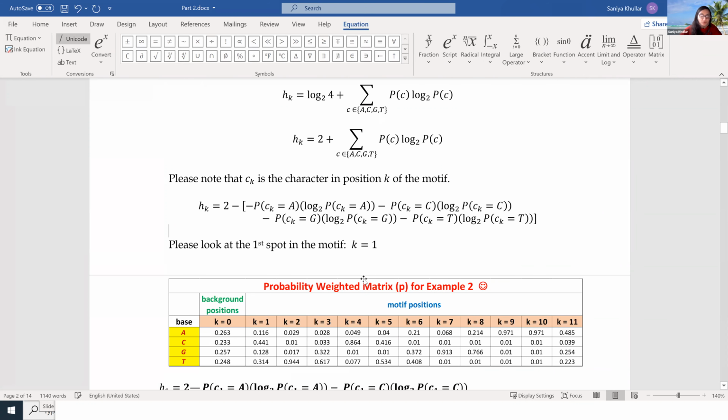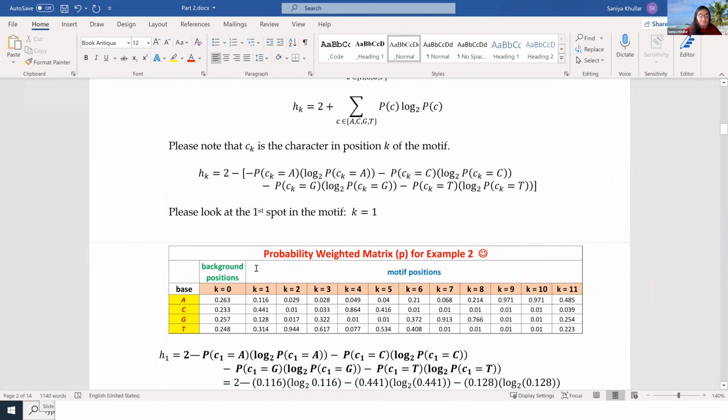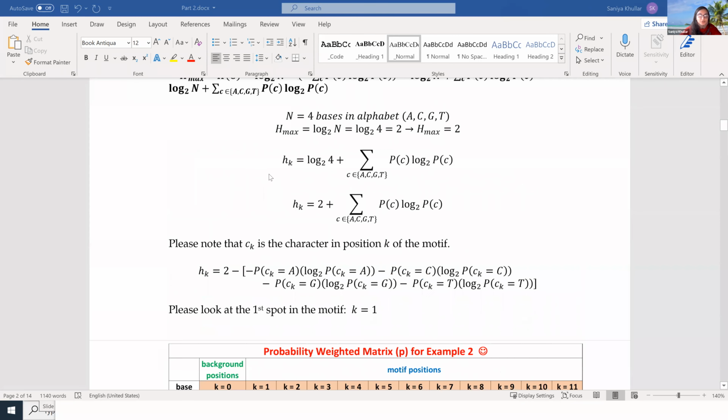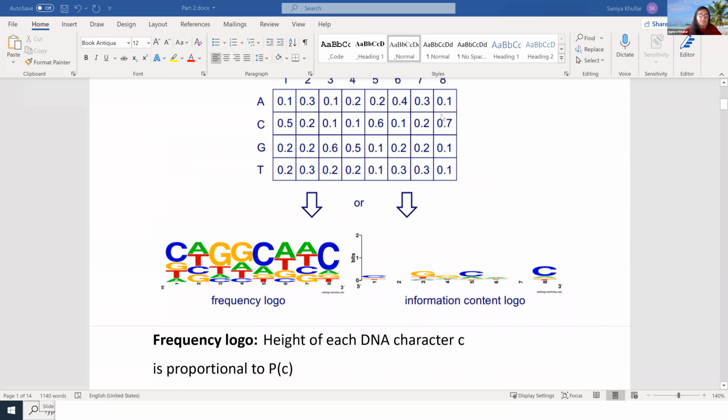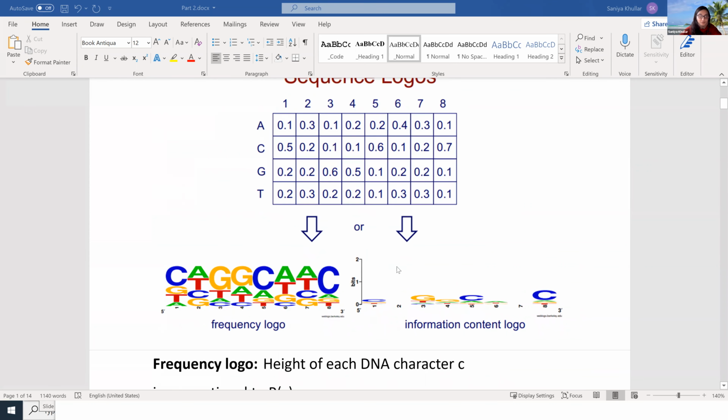We don't want to worry about K being 0. So you can just X this part out. We don't really care right now about the background. You can just cross this part out. We don't want to consider this. We just want to look at these different positions in the motif here, the positions 1 all the way to 11. That's what we want to see. And that's also shown here, where we only looked at spots in the motif, positions 1 to 8. So we don't want to see the background.